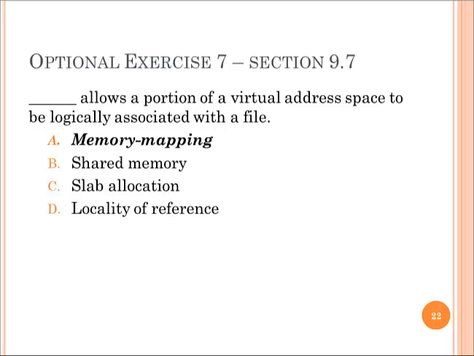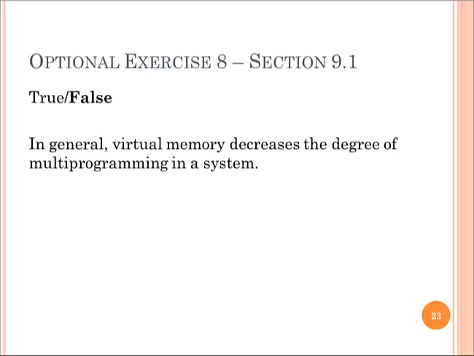Okay, blank allows a portion of a virtual address space to be logically associated with a file, and that's memory mapping. So that's keeping track, because you have your physical memory, you have your virtual addresses for your virtual memory, and there has to be some kind of mapping to determine what goes into the physical memory and when. And shared memory we already looked at, slab allocation, locality of reference. So again, these terms you should be familiar with. If not, do then refer to them in your textbook.